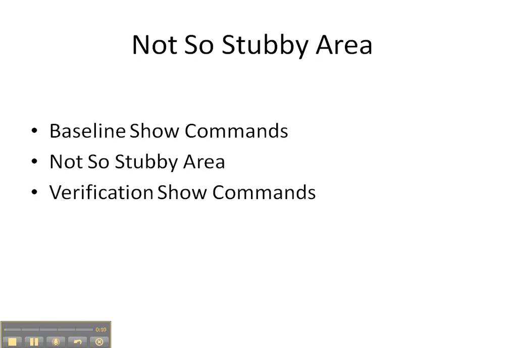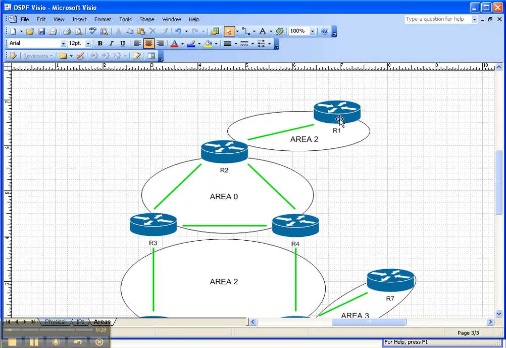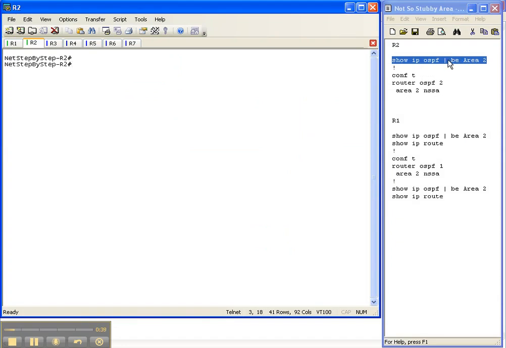We're going to do some baseline show commands to see what the area type is like right now. Then we're going to change the area to a not so stubby area, and then we're going to do some verification show commands to see the ramifications of changing an area to a not so stubby area. Let's look at the network topology. We're going to turn area 2 up here between router 1 and router 2 into a not so stubby area. Let's go ahead and get started.